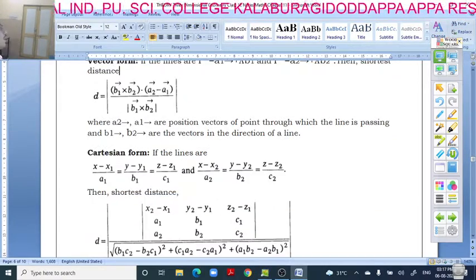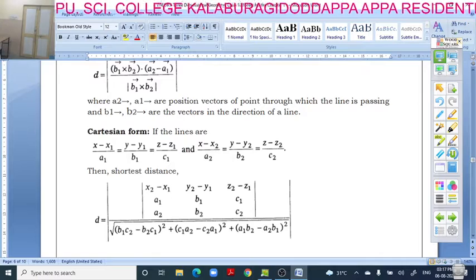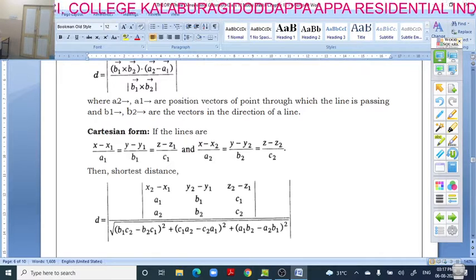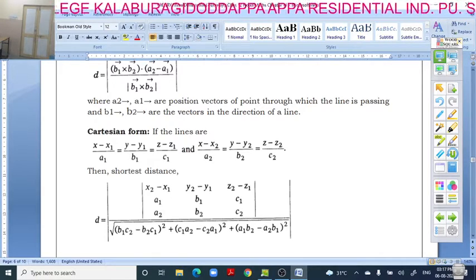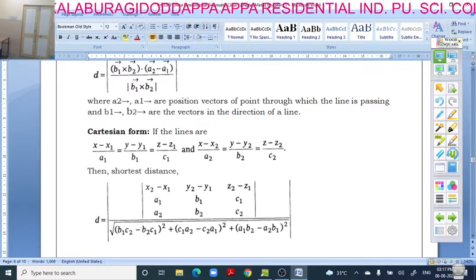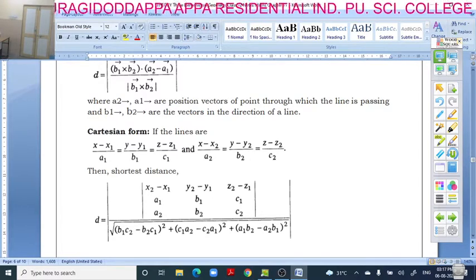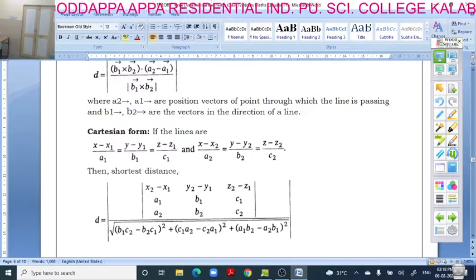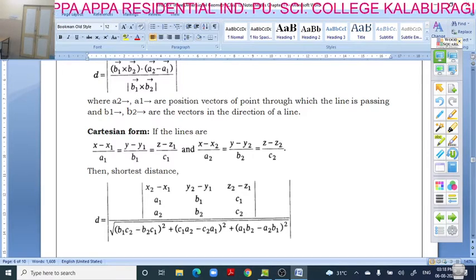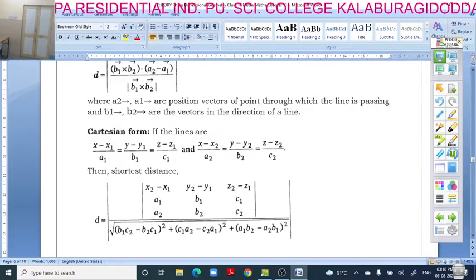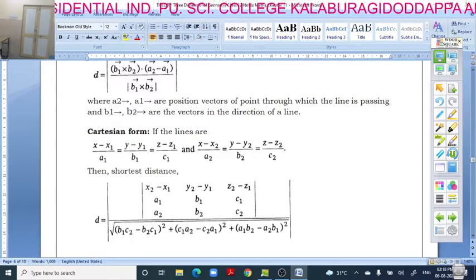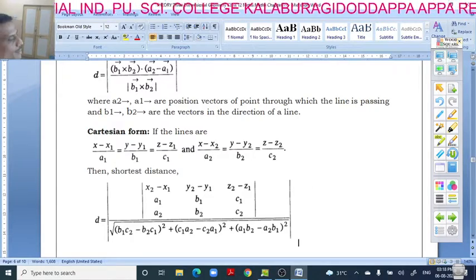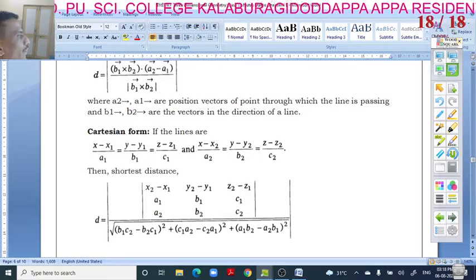Next, Cartesian form of the line. Those two lines we are going to consider in the Cartesian form. Then x minus x1 divided by a1 is equal to y minus y1 divided by b1 is equal to z minus z1 divided by c1. x minus x2 divided by a2 is equal to y minus y2 divided by b2 is equal to z minus z2 divided by c2. Directly you remember this formula for finding shortest distance.